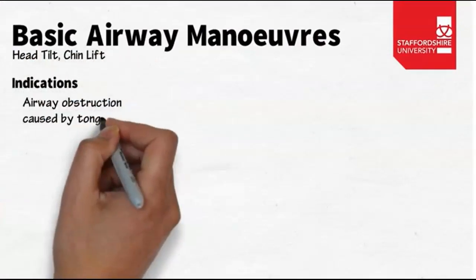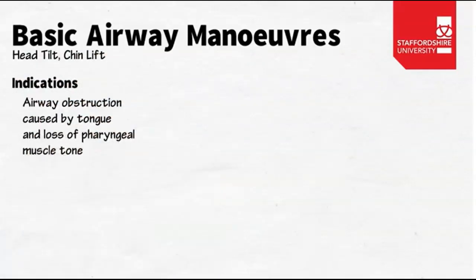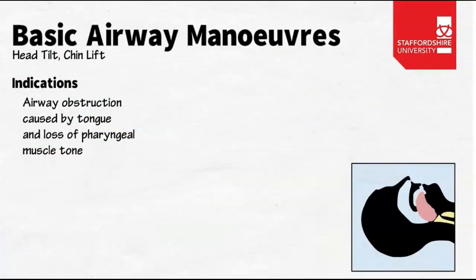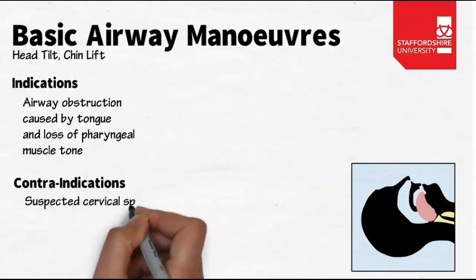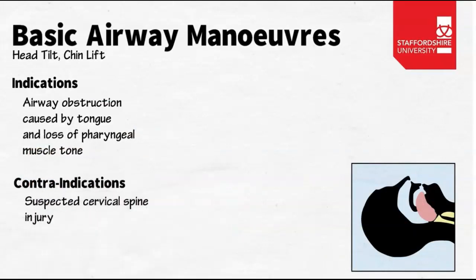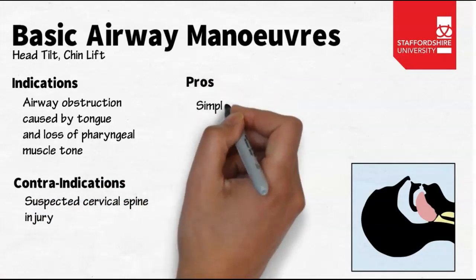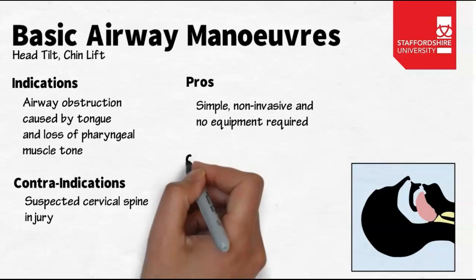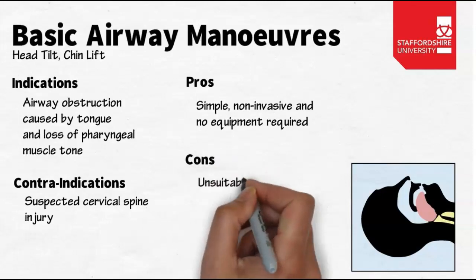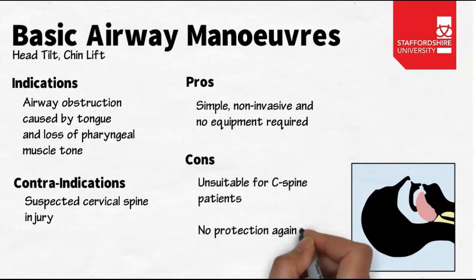Okay, so the indications for this are airway obstruction caused by that tongue in the back of the throat. So there's a nice picture there. It's going to be contraindicated, so we're using this maneuver on everybody except for ones that we feel like have cervical spine injuries. So if they have any evidence of trauma that we suspect a cervical spine injury, we would not do the head tilt chin lift.